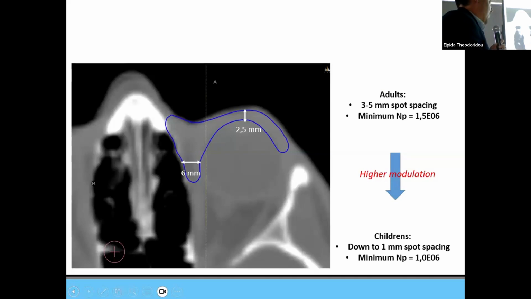These are the dimensions of some diseases we have to treat: 2.5 millimeters, 6 millimeters. For others, the spot spacing of our pencil beam at CNAO is about 3-5 millimeters, both in X and Y direction, with a minimum number of particles per spot of 1.6 10^6 to 1.5 10^6 protons per spot. If we want higher modulation, to be more precise, accurate and homogeneous to the target, we could go down to 1 millimeter spot spacing and a lower minimum number of particles. So we have to change the settings of the TPS sometimes for treating children.